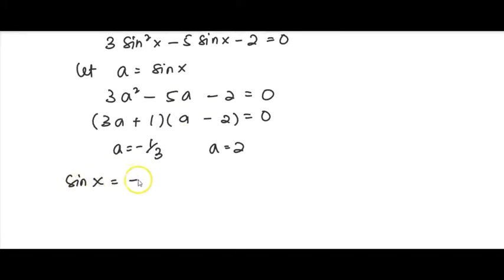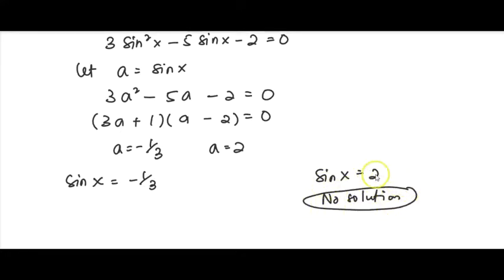Replace back the a as sine x. I got sine x equals -1/3 and sine x equals 2. Again, for sine x equals 2, we can just ignore this equation, because we know that there will be no solution for this equation.